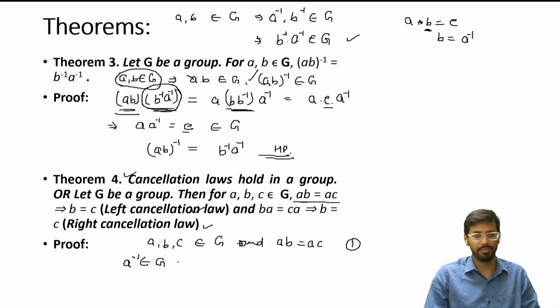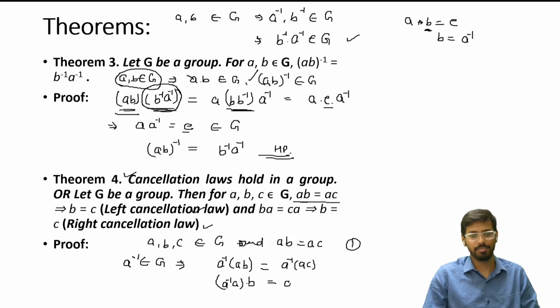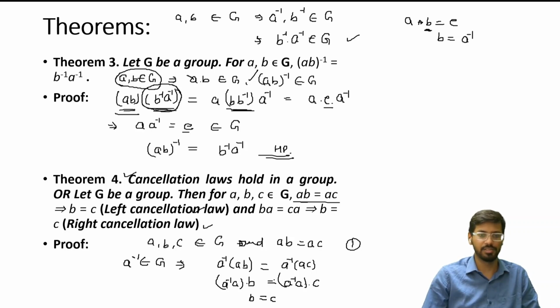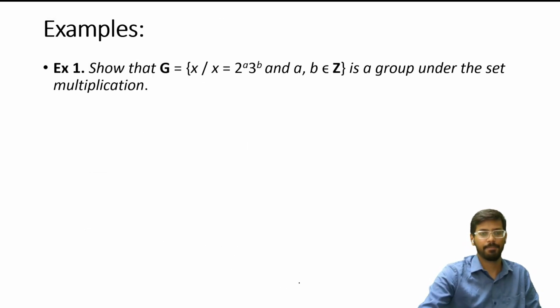And by closure property, we can write a inverse ab = a inverse ac. Or we can write, by associativity, (a inverse a) b = (a inverse a) c. That means b is equal to c. So this is the left cancellation law. Similarly, we can prove the right cancellation law.